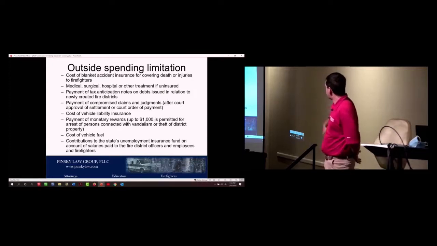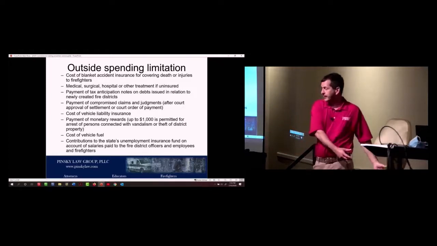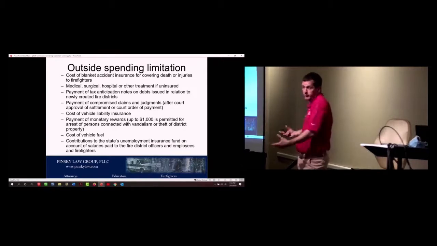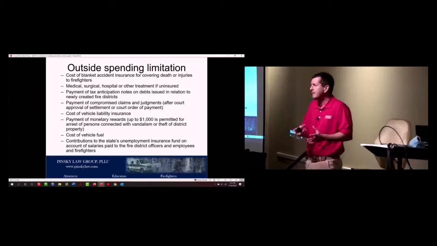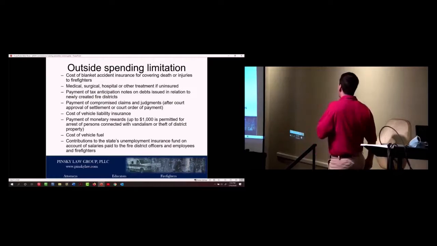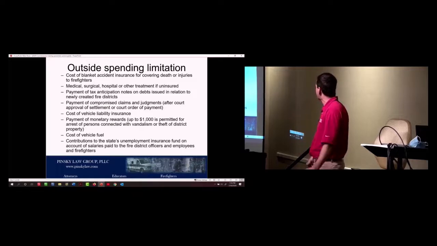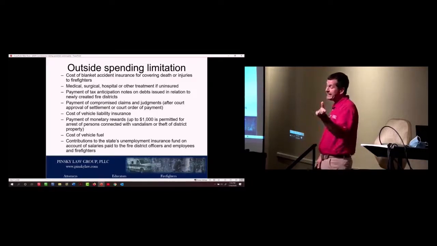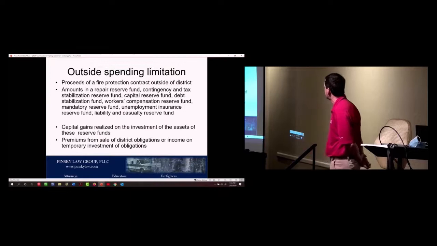All your insurances, tax anticipation notes. A tax anticipation note is something where you need money at the beginning of the year. You spent it all from last year. You don't get your budget money until February or March. So we can borrow at like 0.05% or some ridiculous amount paid monthly. You borrow money to get you through the first month or two. Your vehicle insurance, monetary rewards, I don't know, reward for whoever stole something, I guess. Vehicle fuel, not heating fuel, but vehicle fuel, outside the limit. State insurance fund, if you have paid employees, outside the limit.